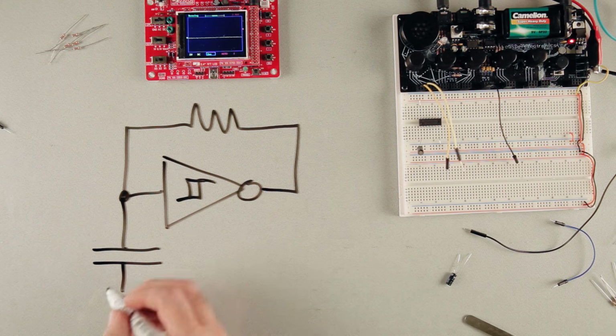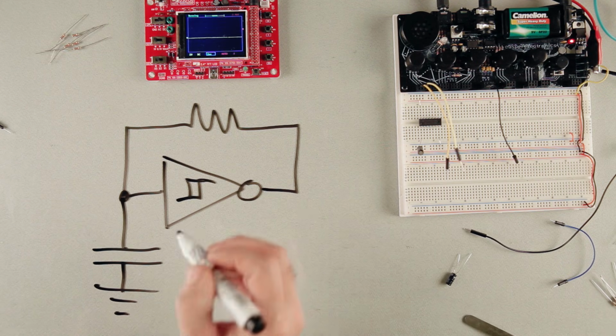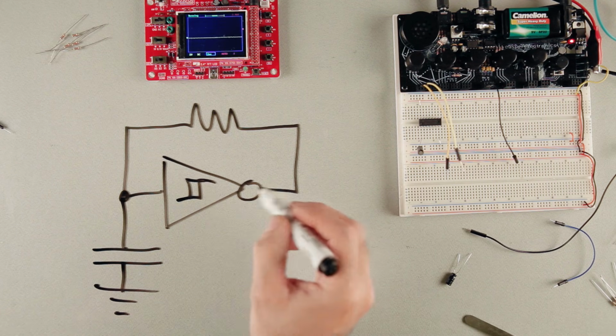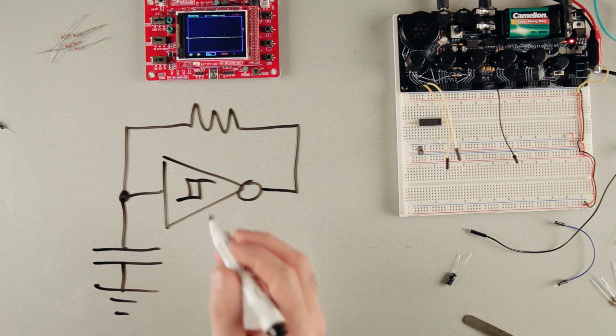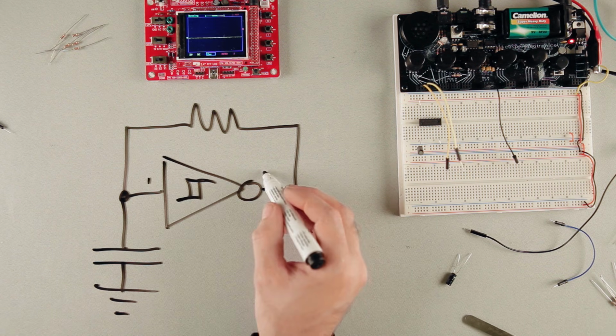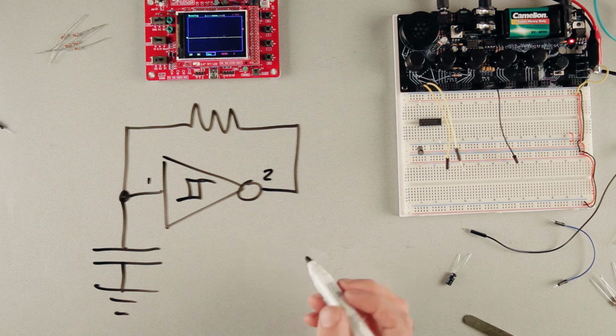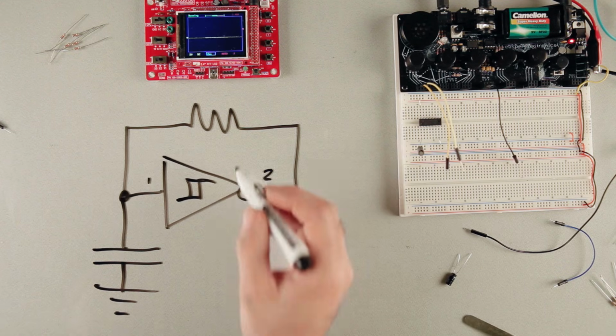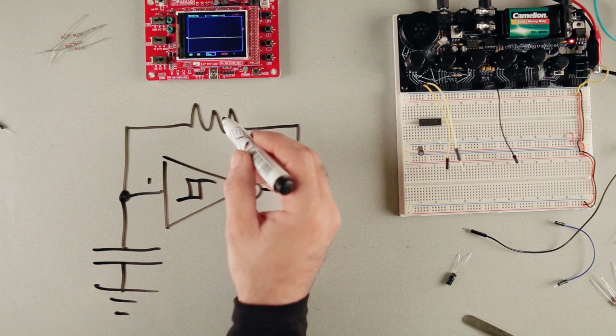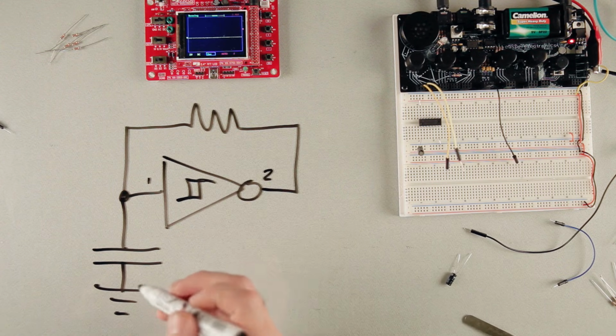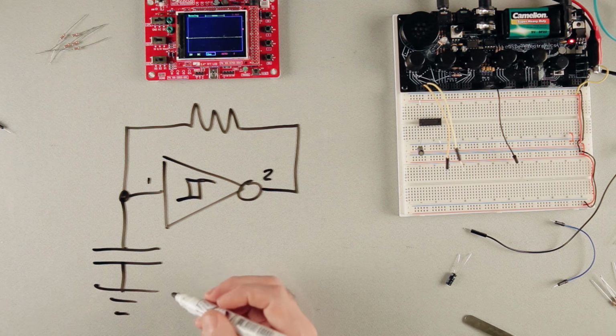One is a capacitor here, connected to ground, and there's a resistor that goes from the input of the inverter to the output. And in this case, we'll say it's pins 1 and 2 of this chip here. So what determines the pitch is the relationship of the resistor to the capacitor, and we can change either of these to change the pitch.